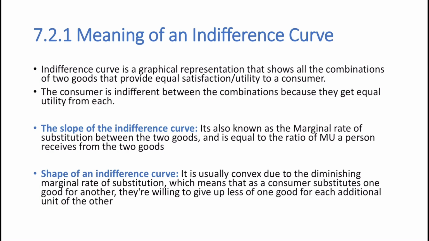The shape of an indifference curve is usually convex due to the diminishing marginal rate of substitution, which means that as a consumer substitutes one good for another, they're willing to give up less of one good for each additional unit of the other good.